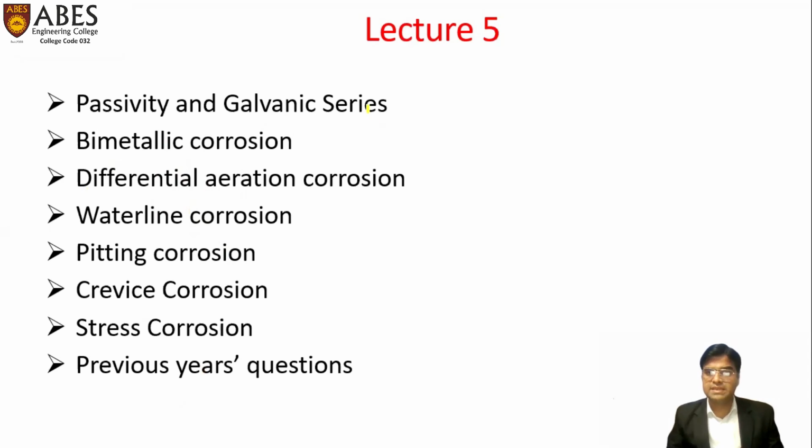Galvanic series helps to find out the relative order of the anodic nature of different metals. So here we shall relate the passivity and the galvanic series. After that, we shall discuss about some specific kinds of corrosion like bimetallic corrosion, differential aeration corrosion, waterline corrosion, pitting corrosion, crevice corrosion, stress corrosion, and after that, we shall discuss a few questions which have appeared in previous year's examinations and related to the contents of this lecture.